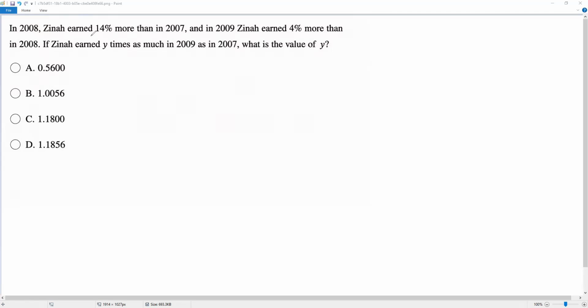In 2008, Zina earned 14% more than in 2007, and in 2009, Zina earned 4% more than in 2008. If Zina earned y times as much in 2009 as in 2007, what is the value of y?